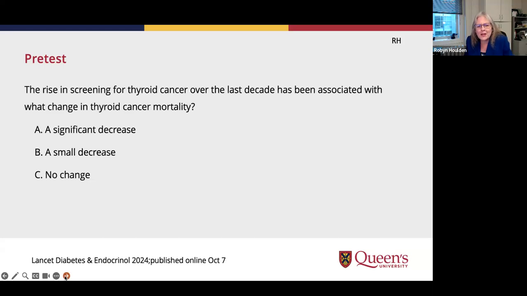The rise in screening for thyroid cancer over the last decade has been associated with what change in thyroid cancer mortality? So we've seen a rise. Has there been a significant decrease in thyroid cancer mortality? Has there been a small decrease or no change in thyroid cancer mortality despite this increased screening and detection? And then whenever you think you've got enough answers, if you want to show that, we'll have a look at that.